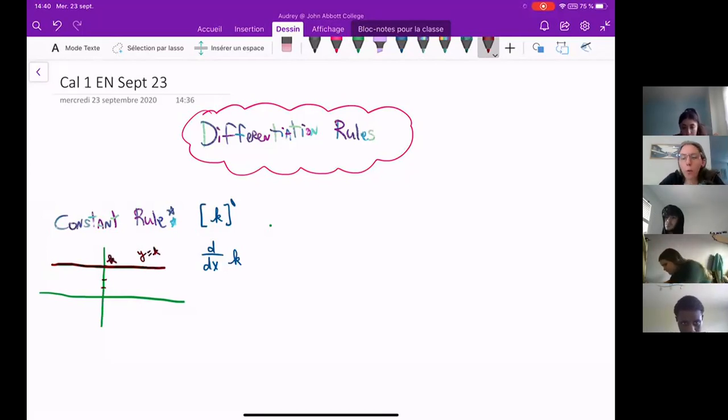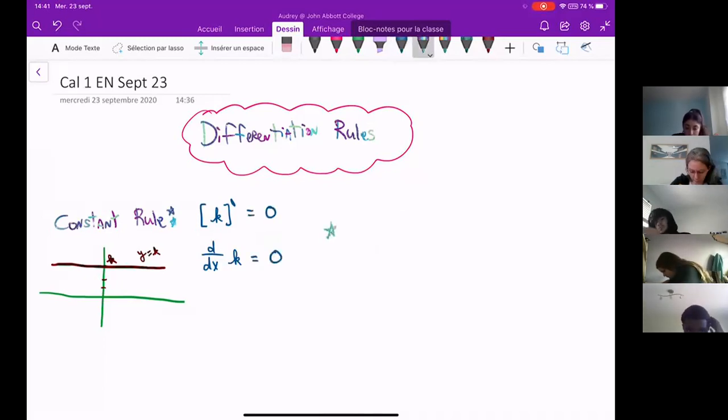And what is the slope of a horizontal line? 0. So then what is the derivative of a constant? Also 0. So if we're saying what is the derivative of that constant? Well, the slope of that line is just 0. So the derivative of a constant is just 0.